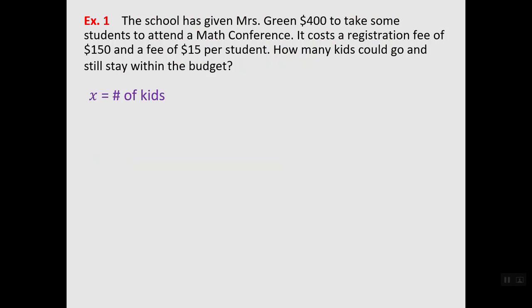The very first thing we need to do is define our variable. What we don't know is how many kids could go, so that's what we're going to first write down. x stands for the number of kids. Now we've got to build our inequality.